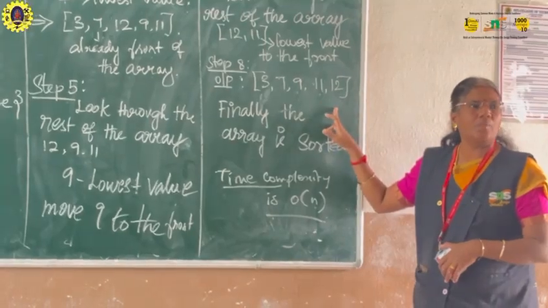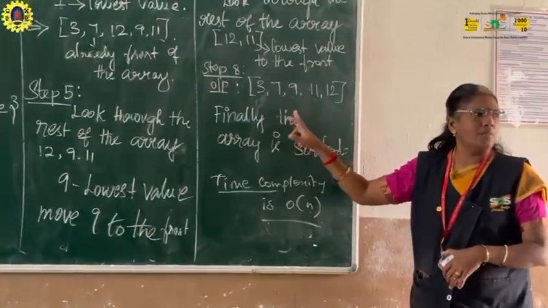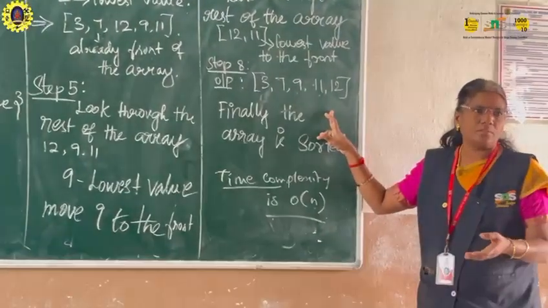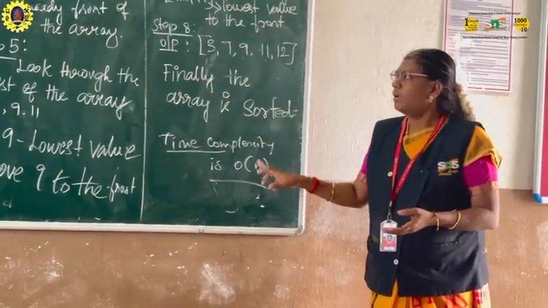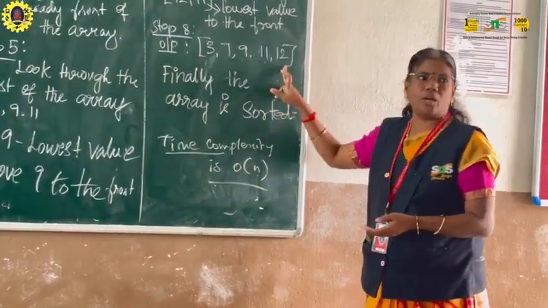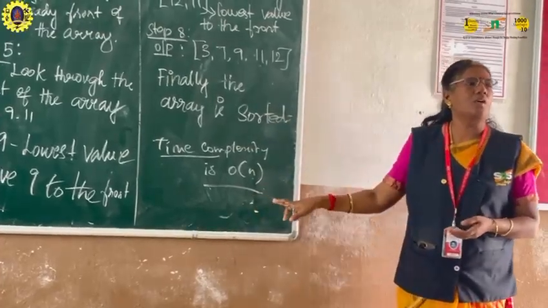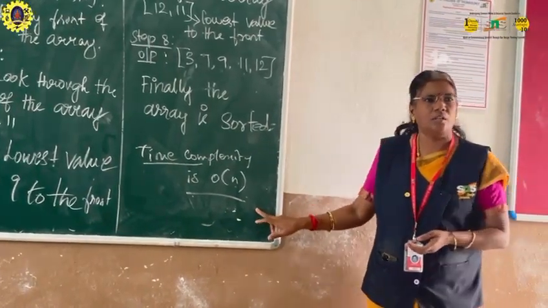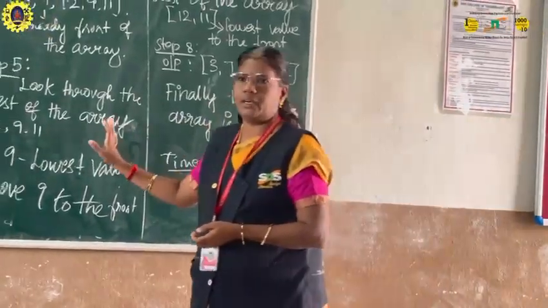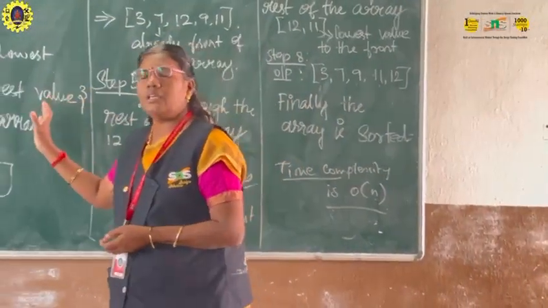Again, we check the elements of the array. All the elements are now sorted. This is the output of the selection sort: 3, 7, 9, 11, 12. This is the output of a sorted array in ascending order. This process can be repeated for descending order.